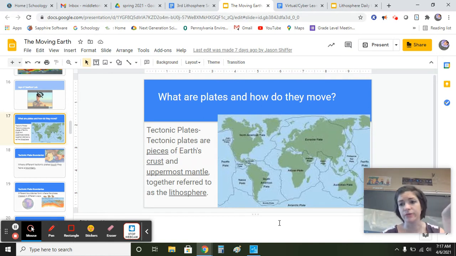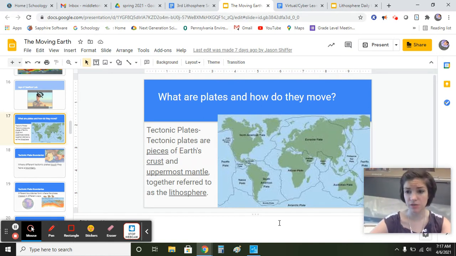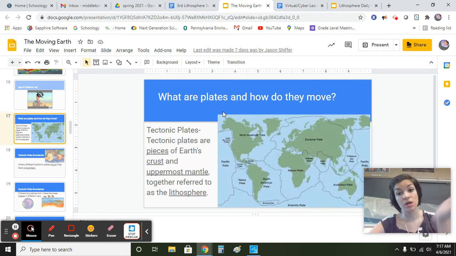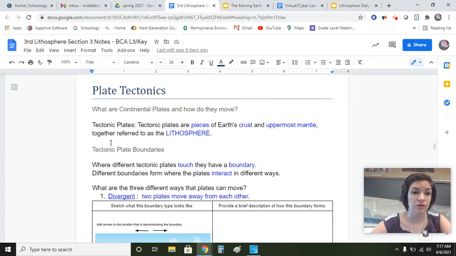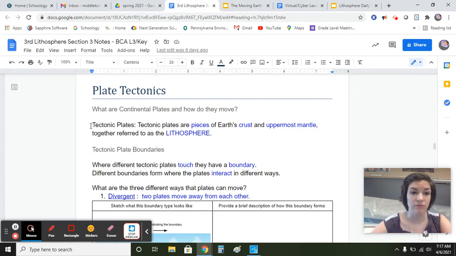We have stuff to do. That's why you're watching this, because we need to zoom on through some notes on plate tectonics. I feel like you've learned about this in 7th grade, maybe. I don't know. But either way, the question today is, what are plates and how do they move? So in your notes, what are plates and how do they move?